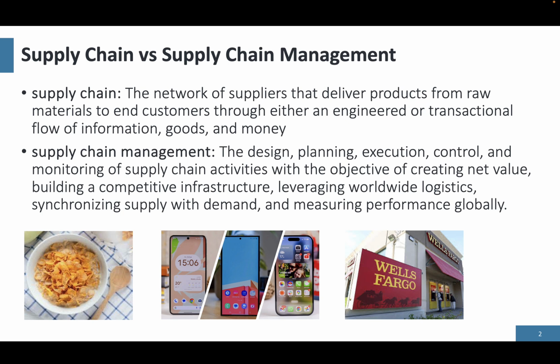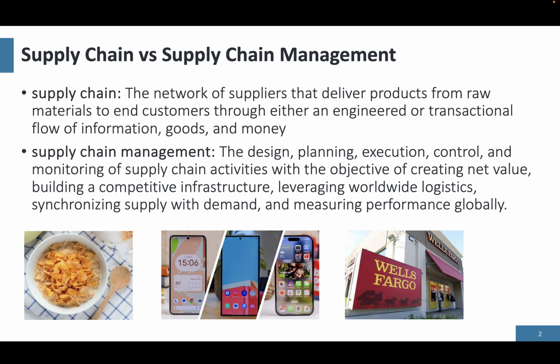Now, supply chain management is the design, planning, execution, control, and monitoring of the supply chain activities with the objective of creating net value, building a competitive infrastructure, leveraging worldwide logistics, synchronizing supply with demand, and measuring performance globally. So there's a lot going on when we talk about SCM.